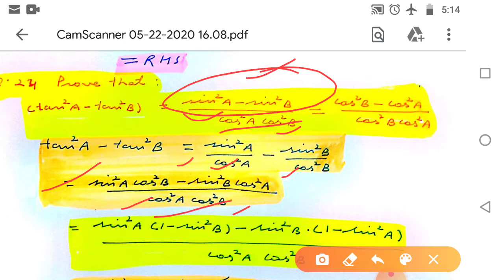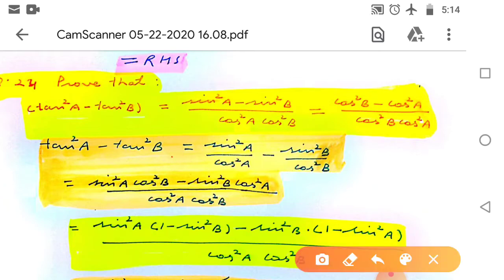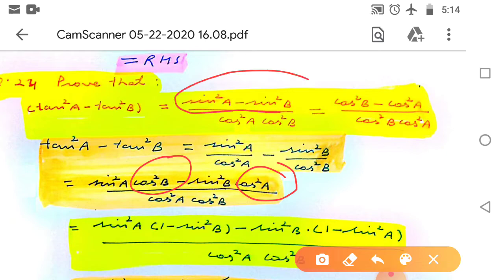Now look at the numerator. Here we need sine square A and sine square B. Here we have cos square B and cos square A. So we don't need this cos square A or cos square B. So convert this cos square B and cos square A into sine square A and sine square B. Is it clear? Since we don't require anything other than sine square A and sine square B in the numerator, but here we have cos square B and cos square A.